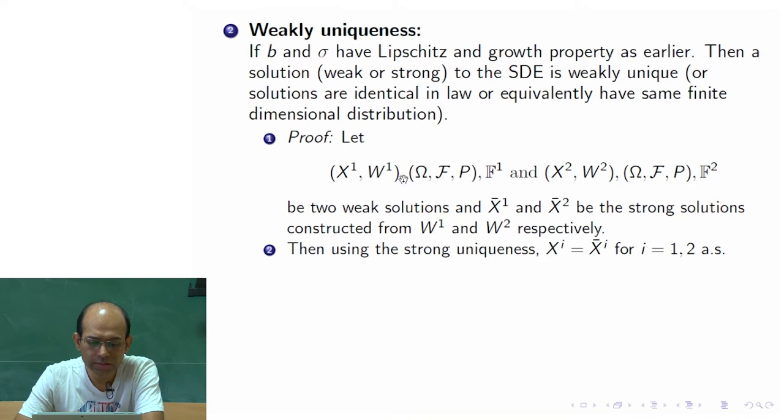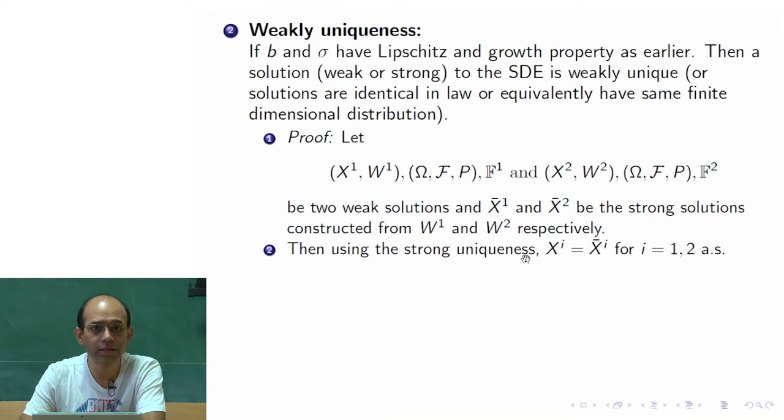Now, since this is a weak solution, as I have mentioned earlier, with this filtered probability space and this particular Brownian motion, x1 behaves as a strong solution of that SDE. Similarly, x2 is also a strong solution there. Now, let x1 and x2 be two weak solutions, and x1 bar and x2 bar be the strong solutions constructed from w1 and w2 respectively. With this w1 on omega, F, P and w2 on omega, F, P, these are two strong solutions we consider.